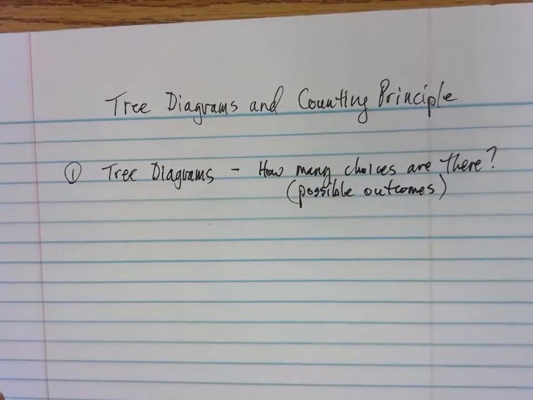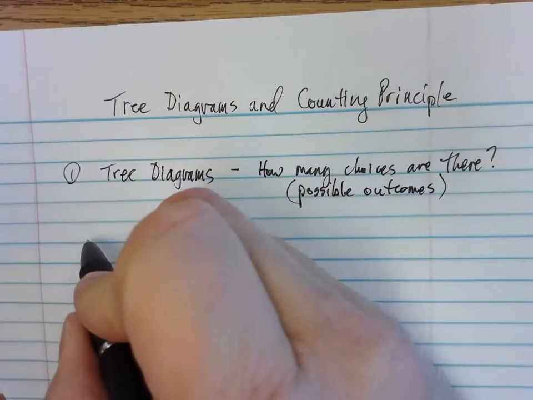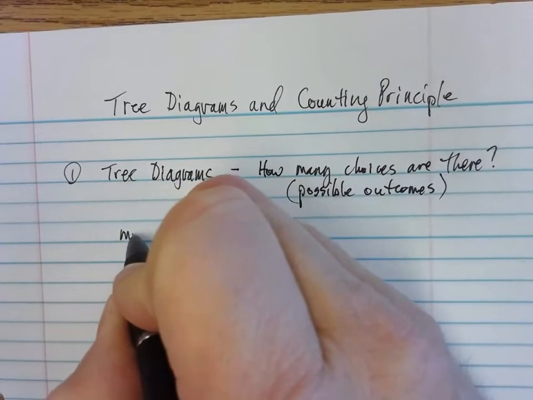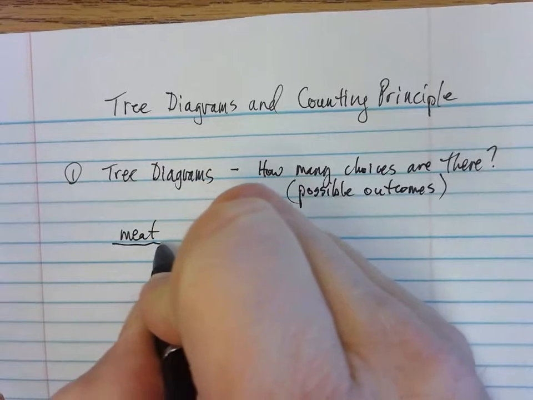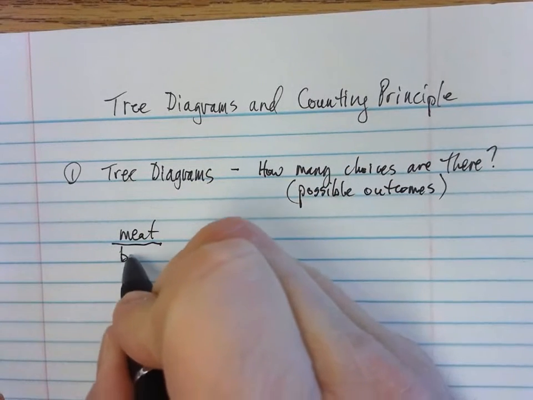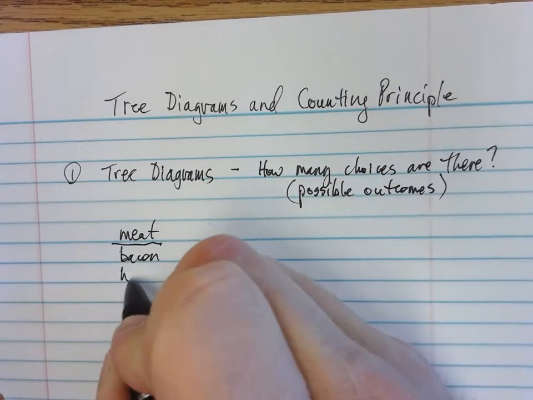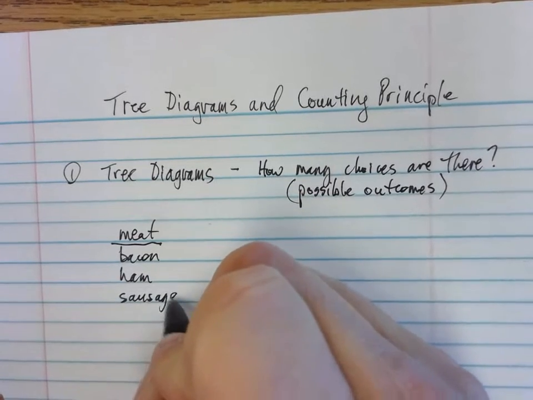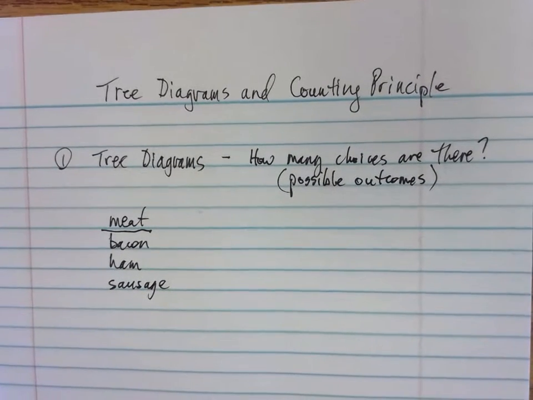Okay, so let's say you went and you were going to get breakfast. Okay, and here's your meat choices. So for breakfast, let's say of course you could get bacon, you get ham, you get sausage. Okay, if you're hungry, this lesson is probably not going to help you out very much.